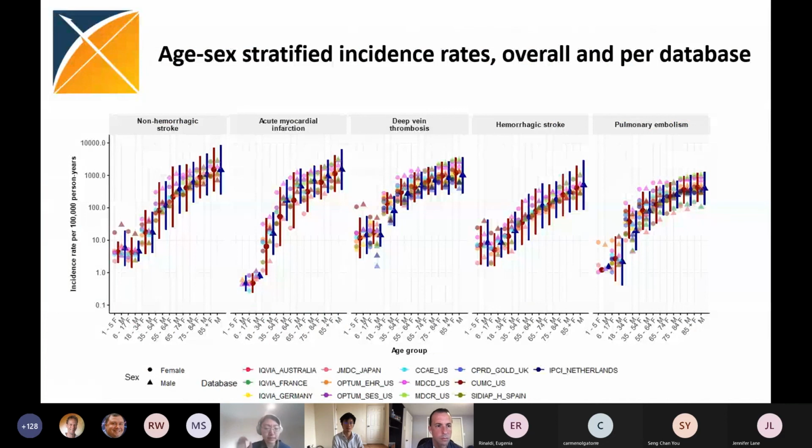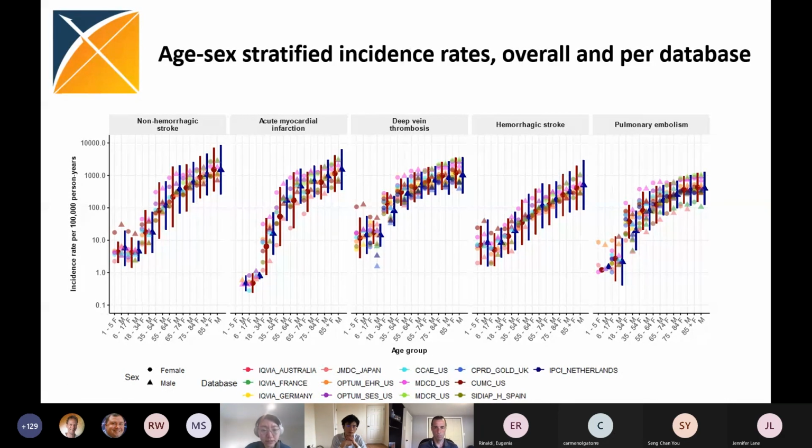We also presented the database-specific incidence rates of these events. For each single plot, all the dots represent age- and sex-stratified incidence rates. We see that for each single age and sex group, there is very big variance or heterogeneity across the databases, and we can also see the incidence trend with age. The solid line and the bar are the pooled estimate and confidence interval from the meta-analysis across the databases for each event.